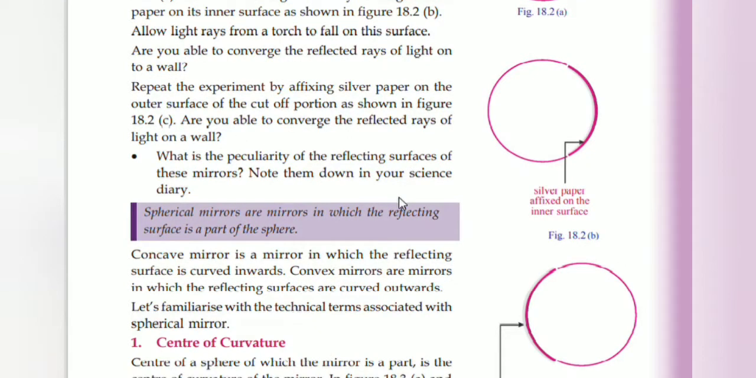What is the peculiarity of the reflecting surface on these mirrors? Spherical mirrors are mirrors in which the reflecting surface is a part of a sphere.